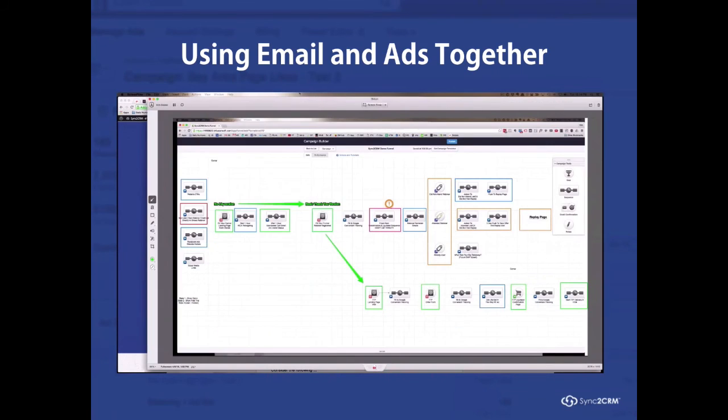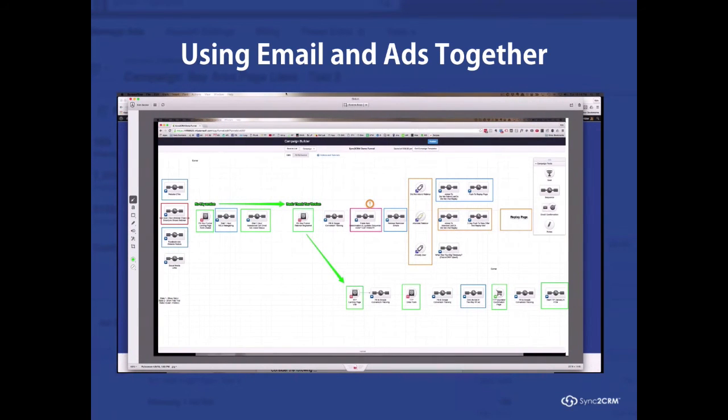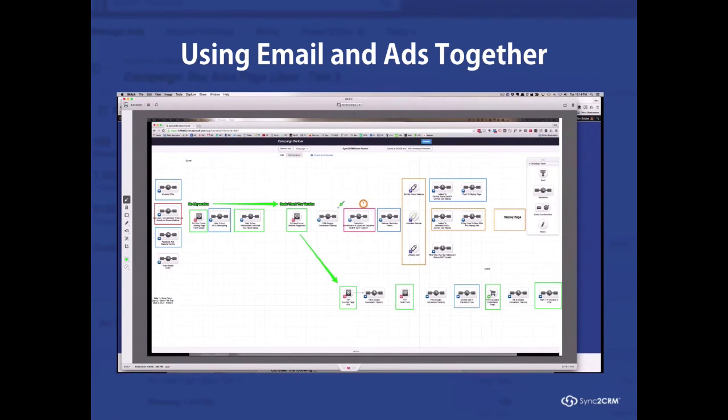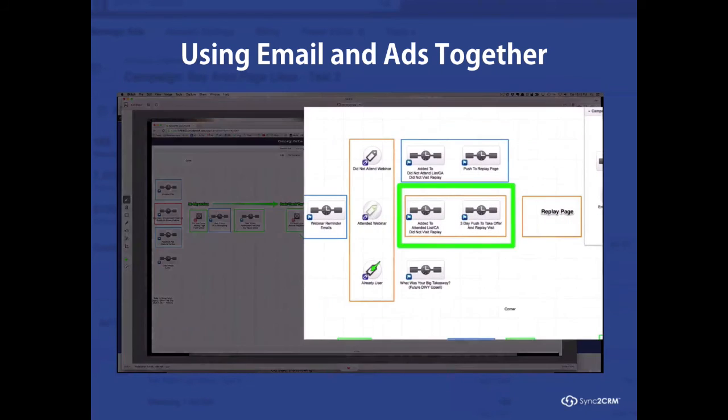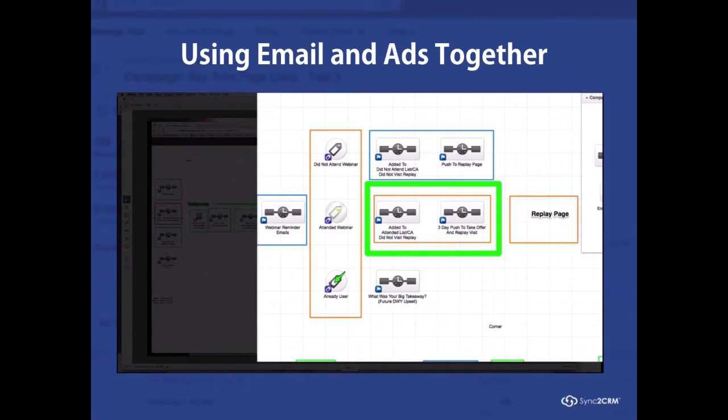So let me drag over my campaign planning document. This color coding is actually the way I plot out what I'm going to do and the order that I'm going to do it in. Let's just talk about this section right here as an example. What you can see is that at this point, we've had the webinar and you have been tagged as having been here, not been here, or you're a Sync to CRM user already. Both of these are essentially the same.